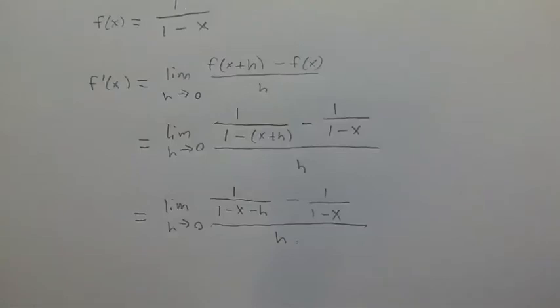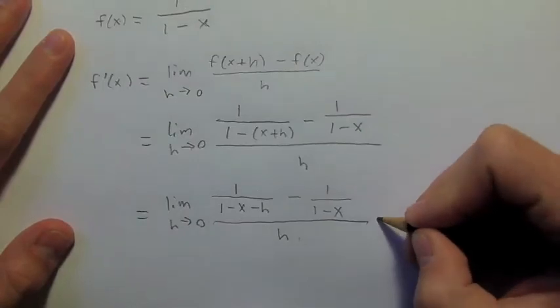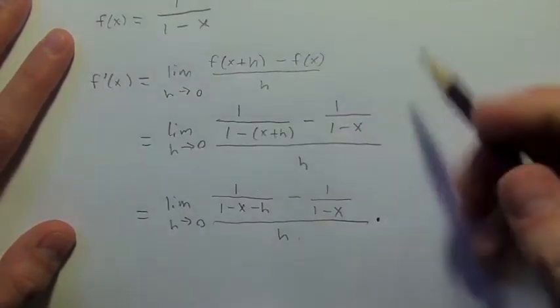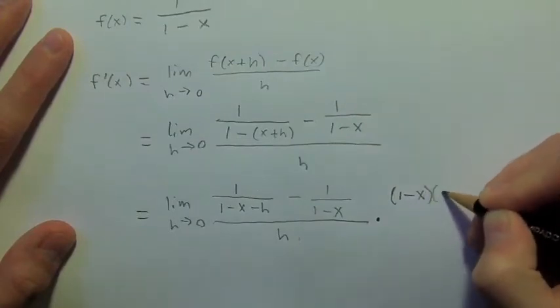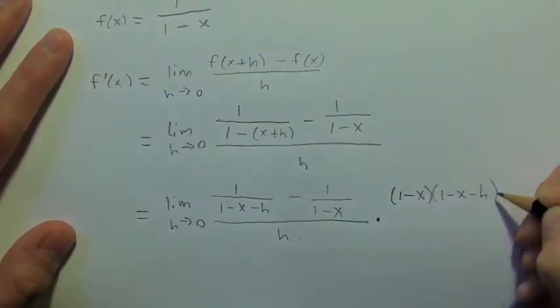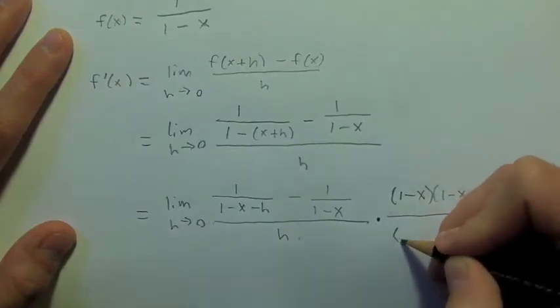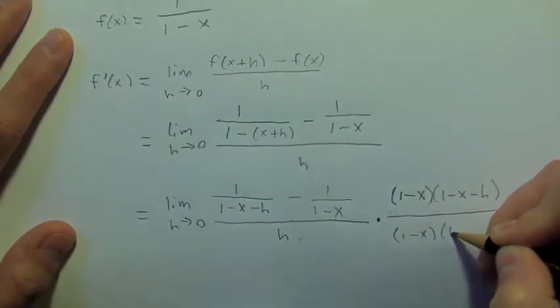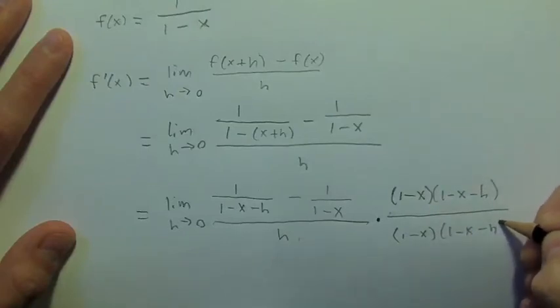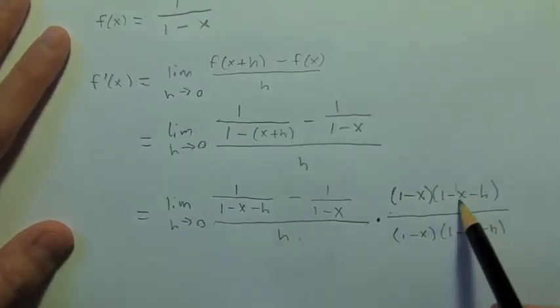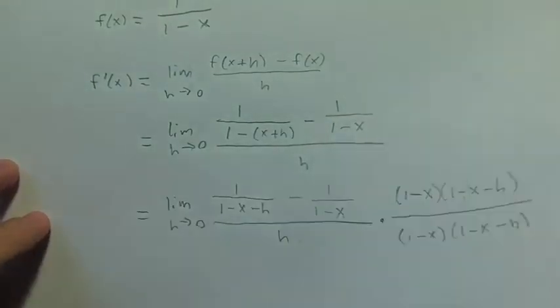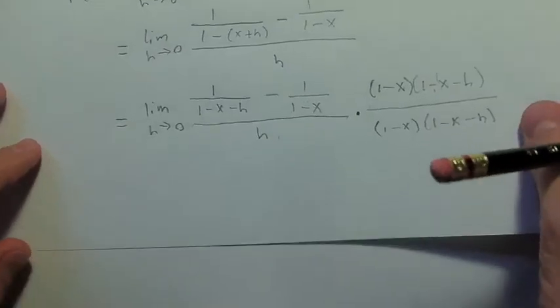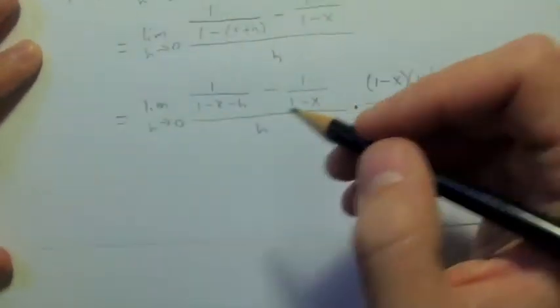Another way to do this is if you have some fractions that you don't like, you can multiply by the denominators on the top and the bottom. So if I multiply by 1 minus x times 1 minus x minus h on the top and on the bottom, well, this is actually going to cancel some values when I multiply it through. Okay, let me show you. I'm going to write it out completely.